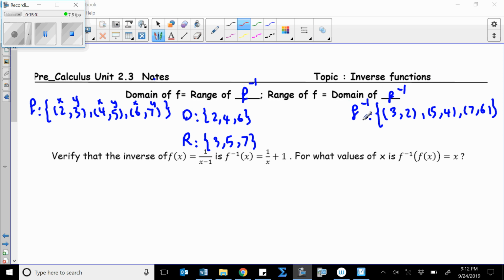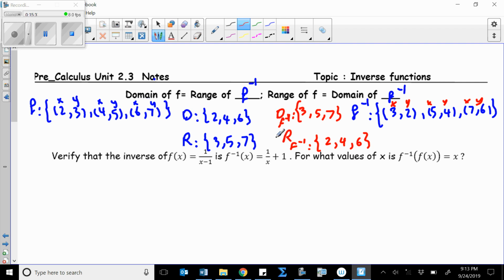And let's find the domain and range of this function. Domain of f negative 1, again, will be all our x values. So these are the x values, which is 3, 5, and 7. What is range of f negative 1? All the y values. So there are 2, 4, and 6.